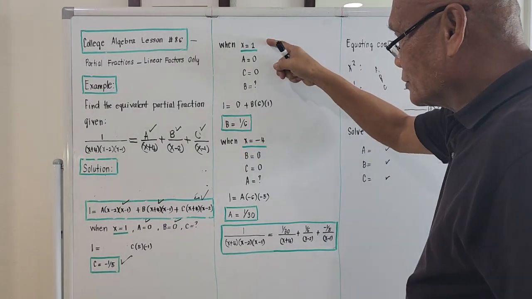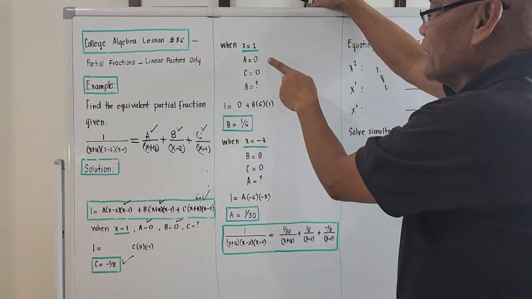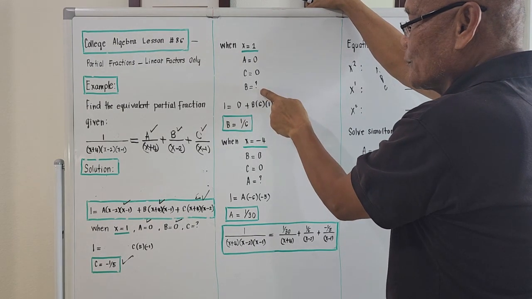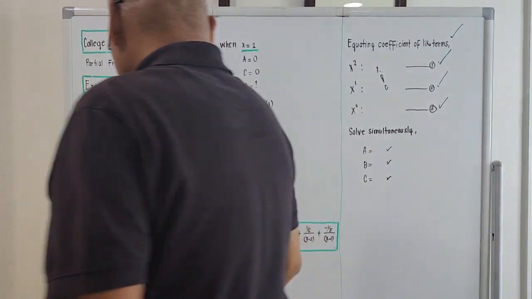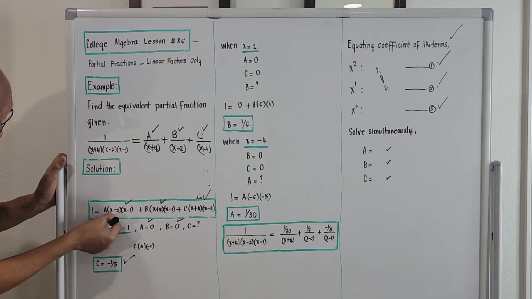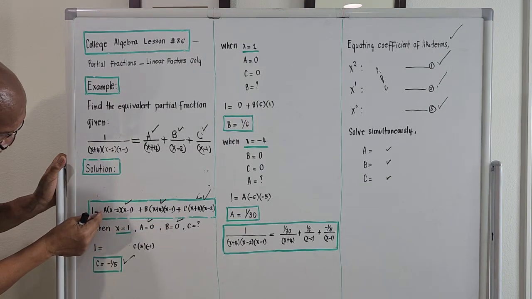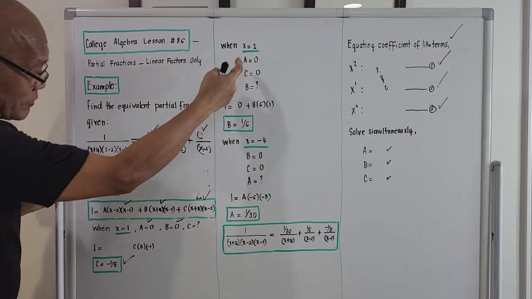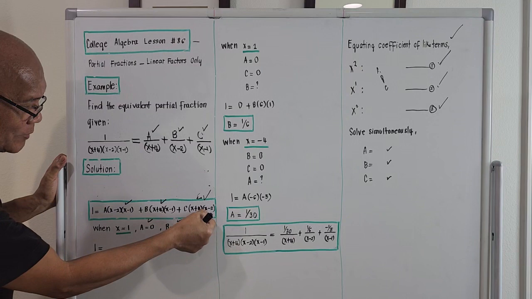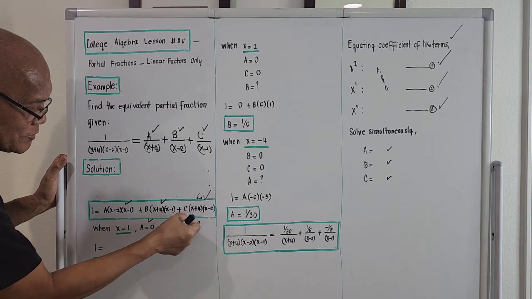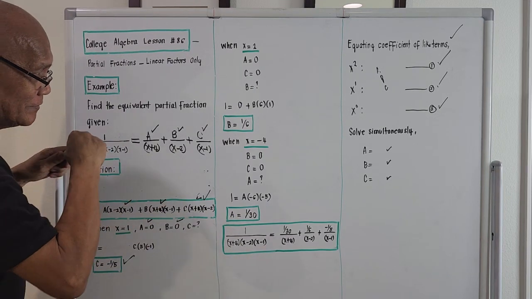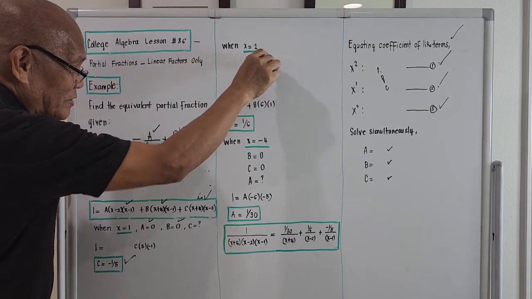When x is equal to 2, I place it here, a will be 0, c will be 0, and we could compute for b. When x is equal to 2, this is 2 minus 2, right? So you multiply that to a, so a will be 0. When x is equal to 2 on the c, this will become 2 minus 2. A 0 times c, okay? So when x is equal to 2, c will be 0.